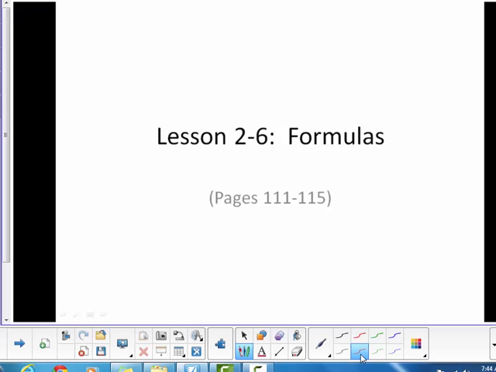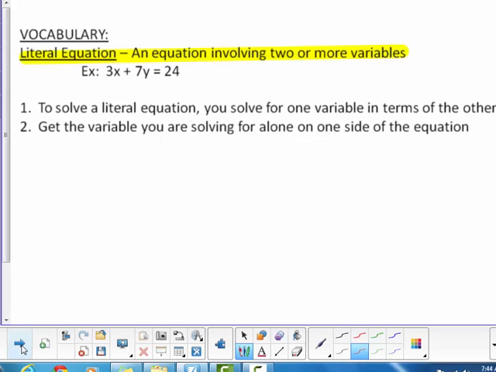So today's lesson is lesson 2.6, formulas. Today we're going to talk about manipulating literal equations. A literal equation is any equation involving two or more variables. Example, 3x plus 7y equals 24. Or more currently, we have been working with P equals 2L plus 2W, the formula for perimeter.